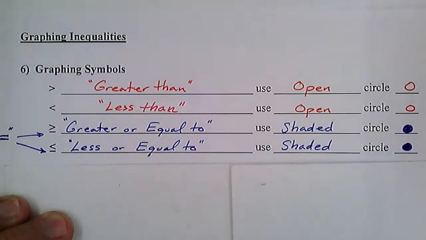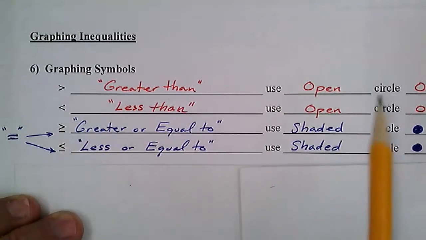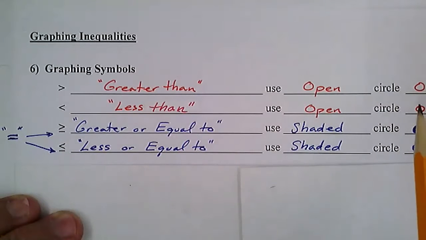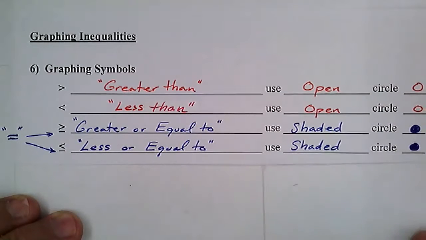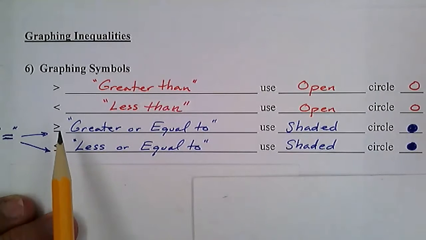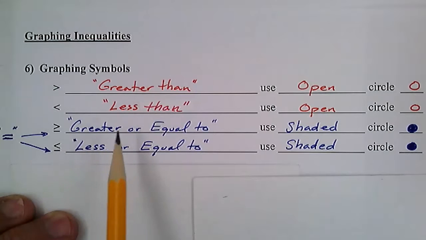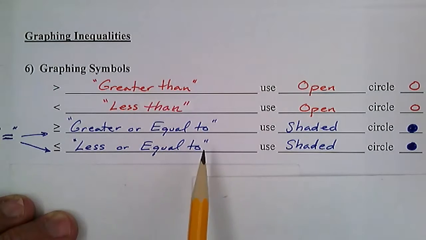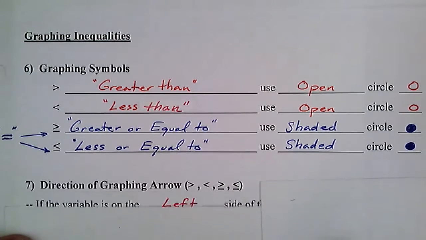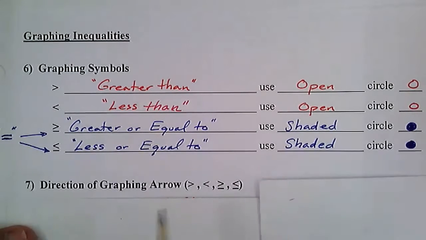Okay. So greater thans or less thans, no equal sign, we just use an open circle. So we're saying that it has to be greater or it has to be less. If it's an open circle, then it cannot possibly be included in the solution. But if we say that there's an equal sign, see there's an equal sign there and an equal sign here, greater or equal to, less or equal to, then we're going to use a shaded circle, which tells us that it could include the number.